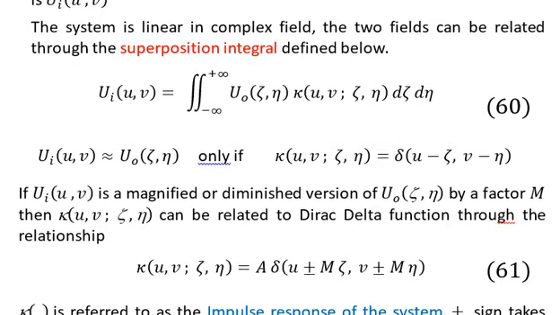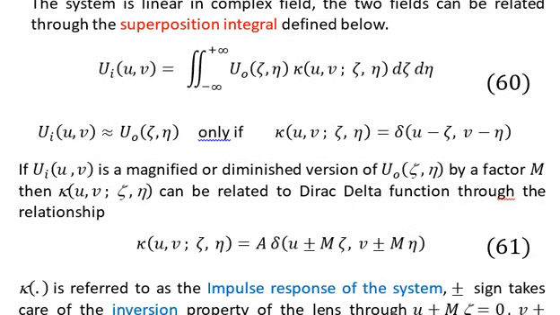Now if we look below equation number 60, if we set kappa equal to delta of u minus zeta, v minus eta in the integral, then you know that this delta will be nonzero only when u is equal to zeta, v is equal to eta, and the integral will collapse, giving you the answer u naught of zeta and eta.